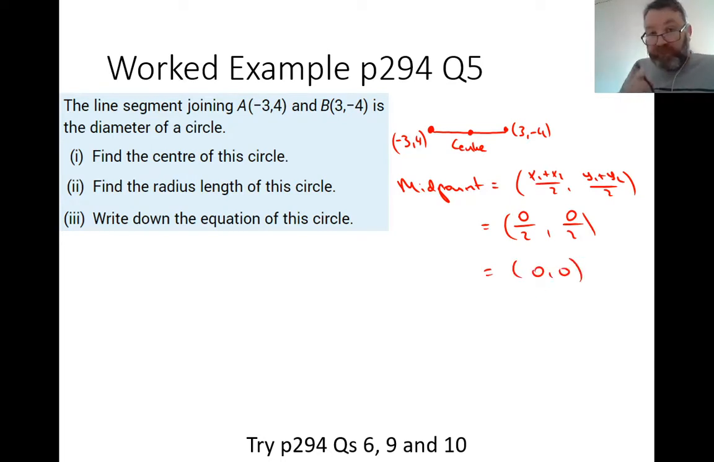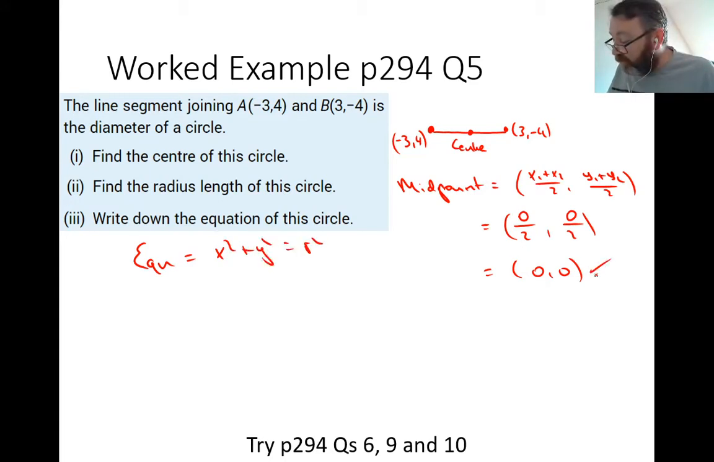Now, once I discover the center, I know the equation. So immediately I'm going to write down here, the equation is of the form x squared plus y squared equals r squared. And I know that because I've now discovered the center is 0, 0. Okay? Find the radius length of this circle. Now, if I want to work out the distance between the center, which I now know is 0, 0, and any of the endpoints, both of those are radius.